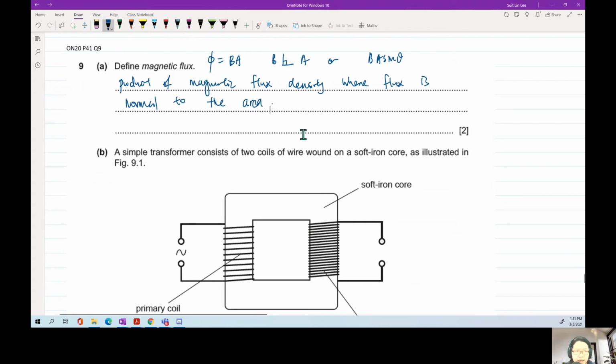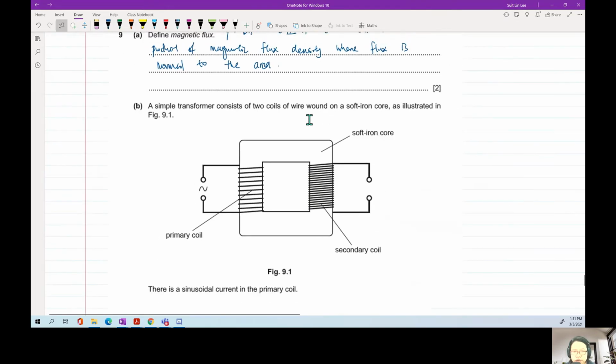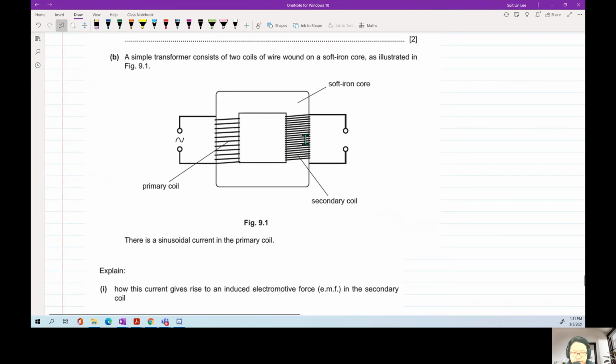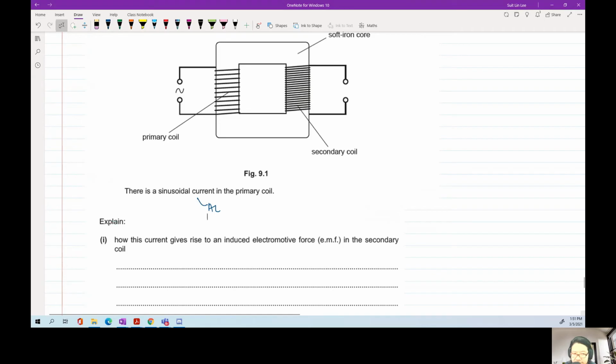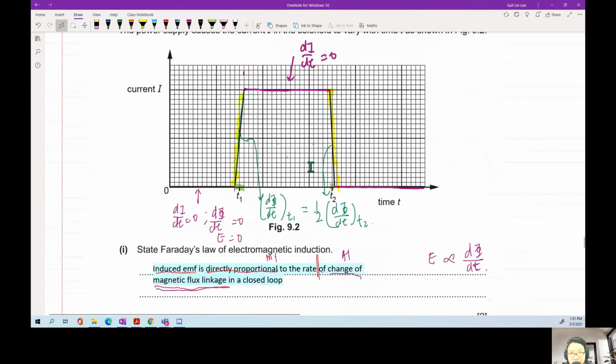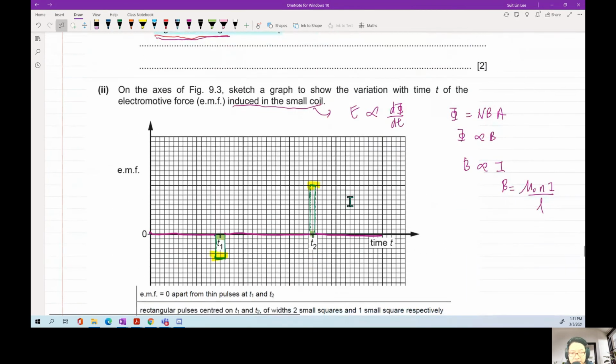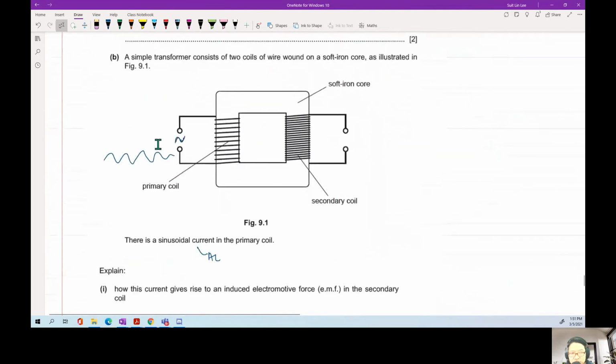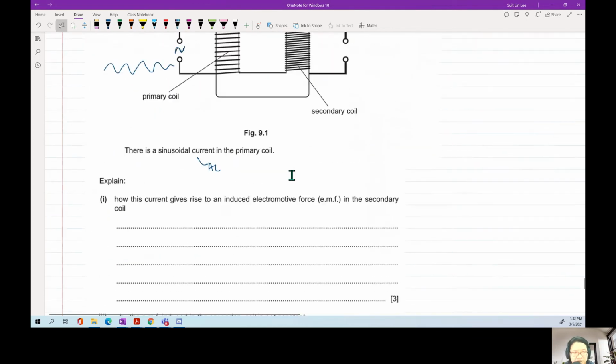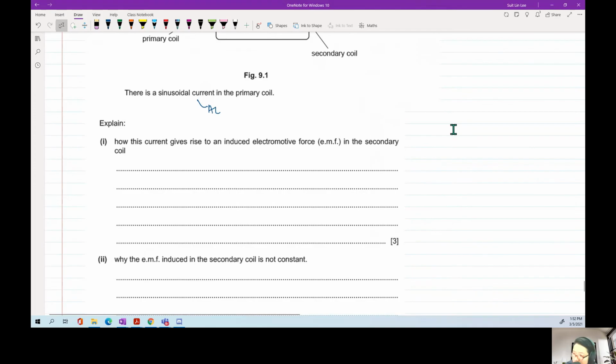Done. So here is a simple transformer, very nice, primary, secondary coil, standard setup. There's a sinusoidal current, so this is an alternating current in the primary coil. Explain how this current gives rise to an induced EMF in the secondary coil. So you see this shape here, sinusoidal, means the current keeps changing. If the current keeps changing, there is an induced EMF. Think about the previous question. See, current change then got EMF. So now we change the current sinusoidally, there will be an EMF. So how does this current give rise to induced EMF?